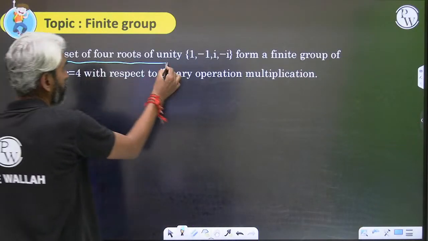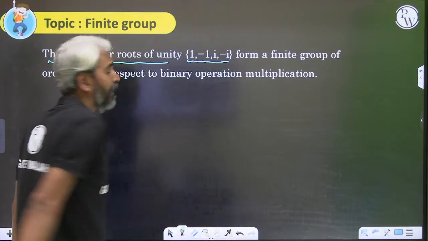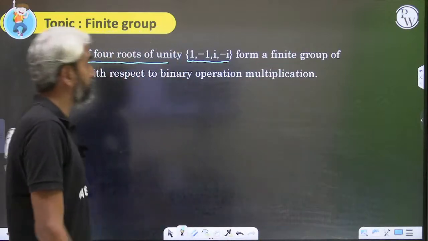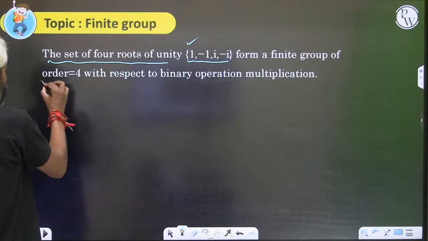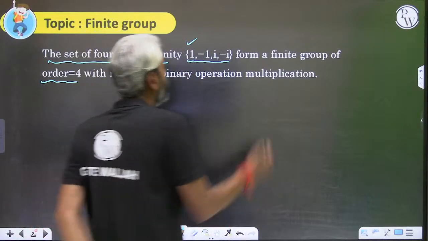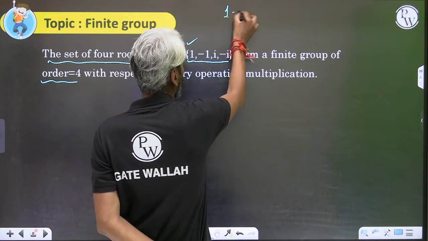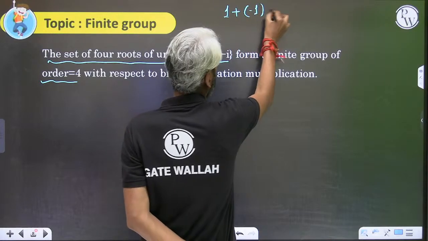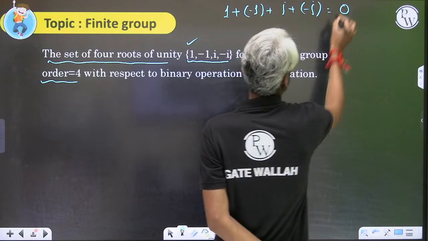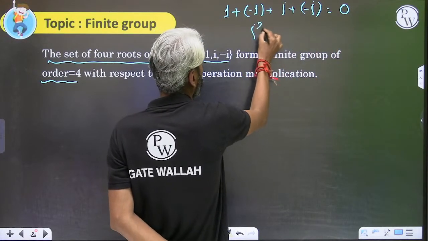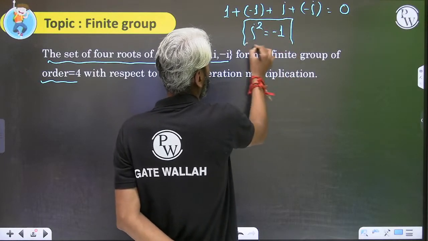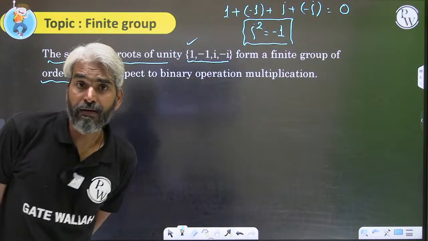The set of 4 roots of unity, that is 1, minus 1, iota and minus iota, will also form a finite group, but there are 4 elements, so it will form a finite group of order 4 with respect to the operation multiplication. What do we know? The summation of the roots will be equal to 0. So, 1 plus minus 1 plus iota plus minus iota will be equal to 0. And iota square will be equal to minus 1. That's what you must know from your childhood mathematics, that iota square is nothing but minus 1.